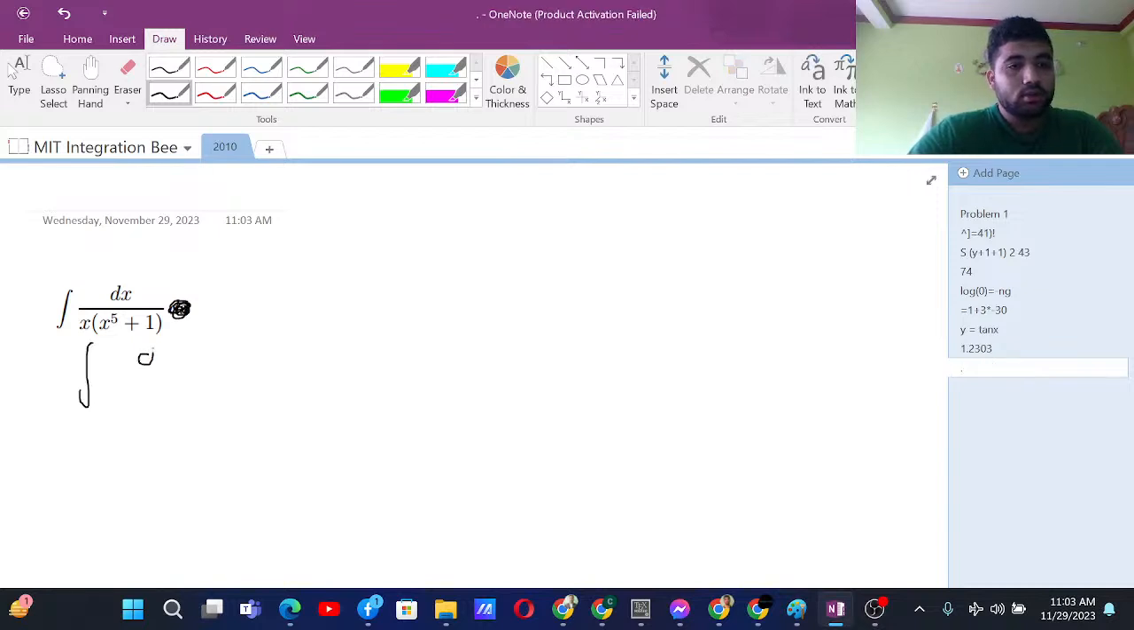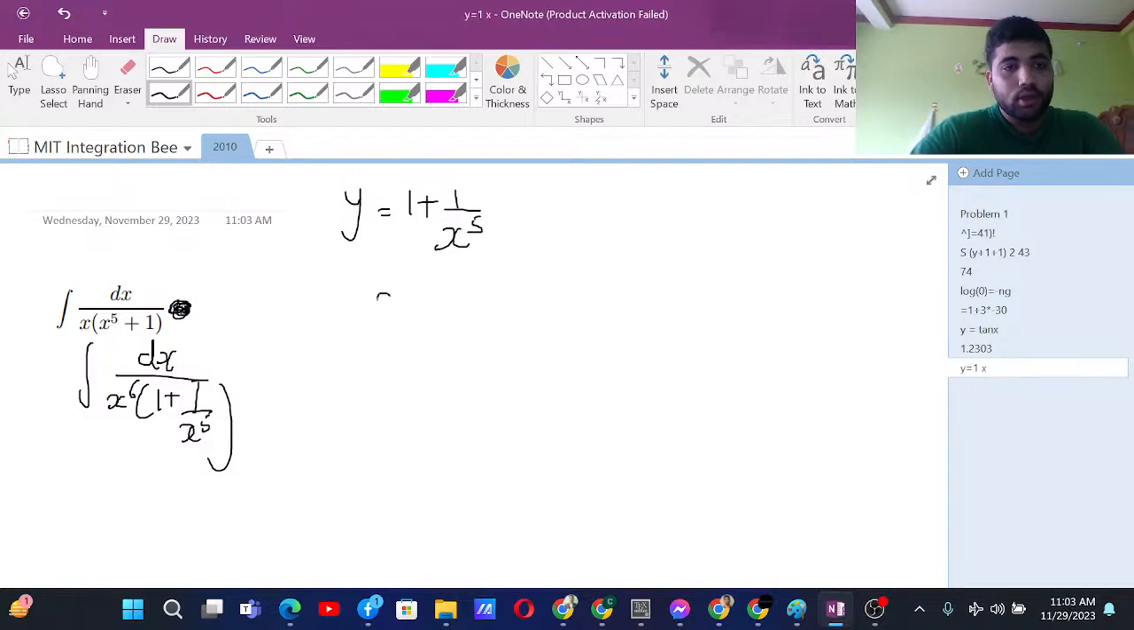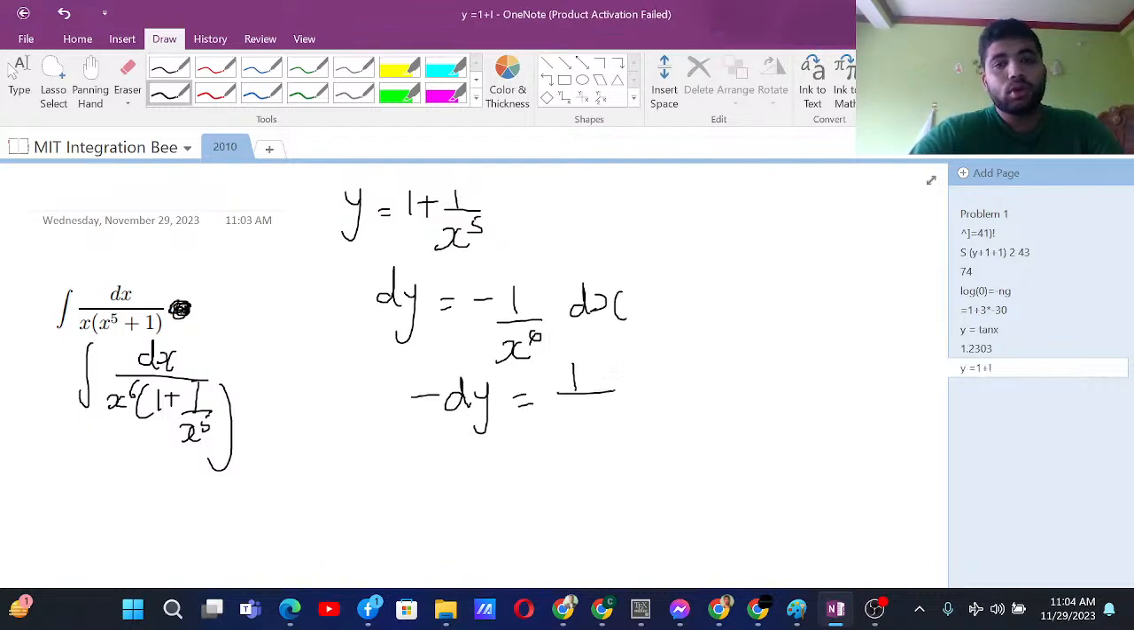So it's dx by x to the power 6 times 1 plus 1 by x to the power 5. Now if I let y be 1 plus 1 by x to the power 5, dy will be minus 1 by x to the power 6, which is what we have here exactly. So minus dy equals 1 by x to the power 6 dx. And that's really helpful now. Minus dy by, this is just y, and you see we have solved the problem.